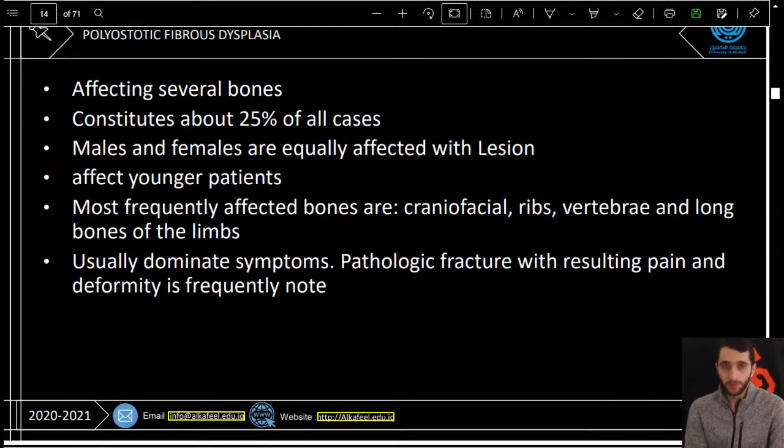Affecting the mandibular posterior side of the arch is more affected than the mandibular anterior. Young patients less than 20 years old are mostly affected by this lesion.